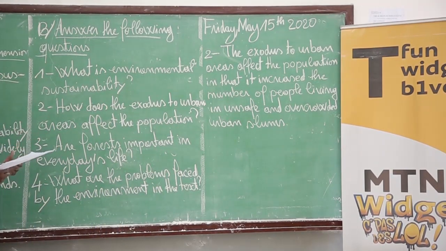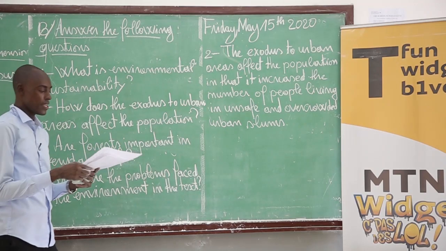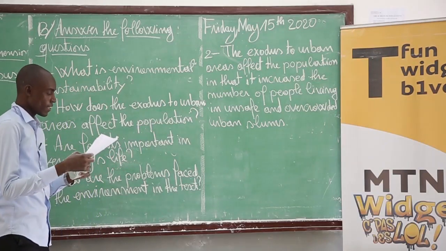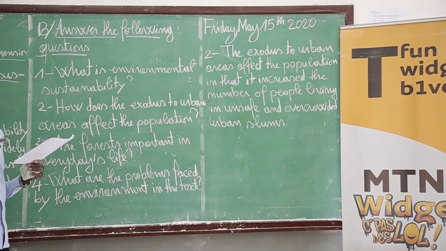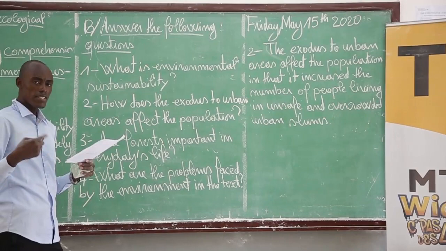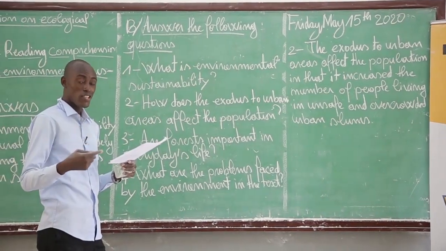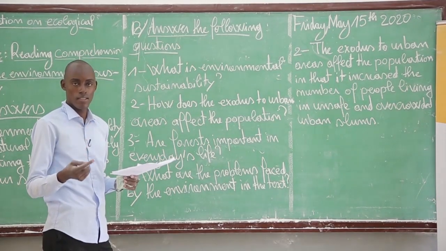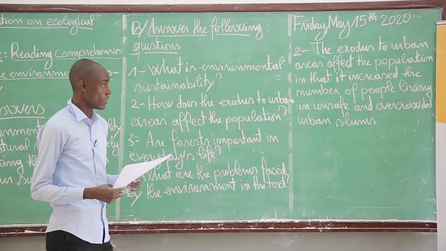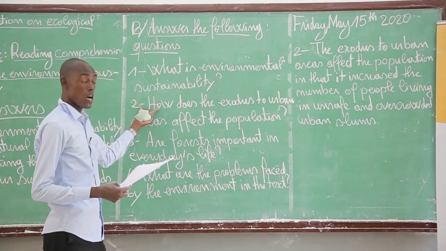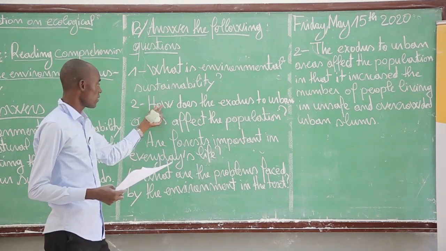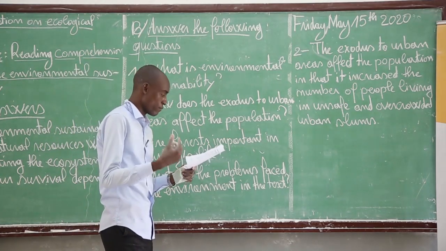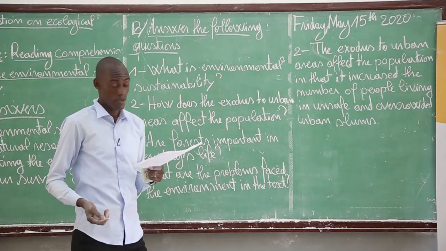of the second question. Now, we are going to check in the text if this answer is correct. Let's read the second paragraph to check if this answer is the right one, because here we are answering this question: how does the exodus to urban areas affect the populations? Now, let's read the second paragraph.